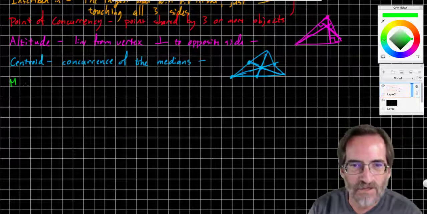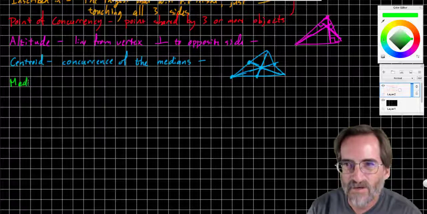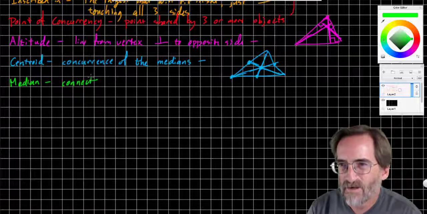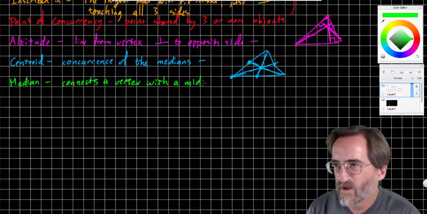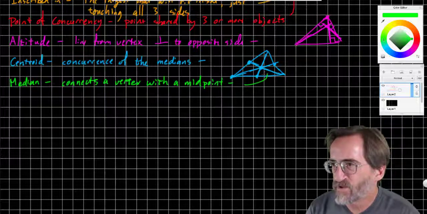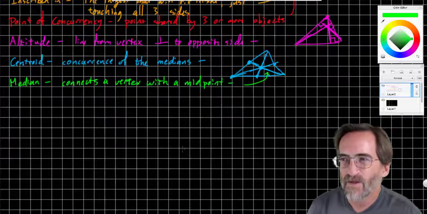Medians, or median of a triangle. A median connects a vertex, that's a corner, with a midpoint of the opposite side. And for an example, I'm going to refer to the lines I drew here. Median.